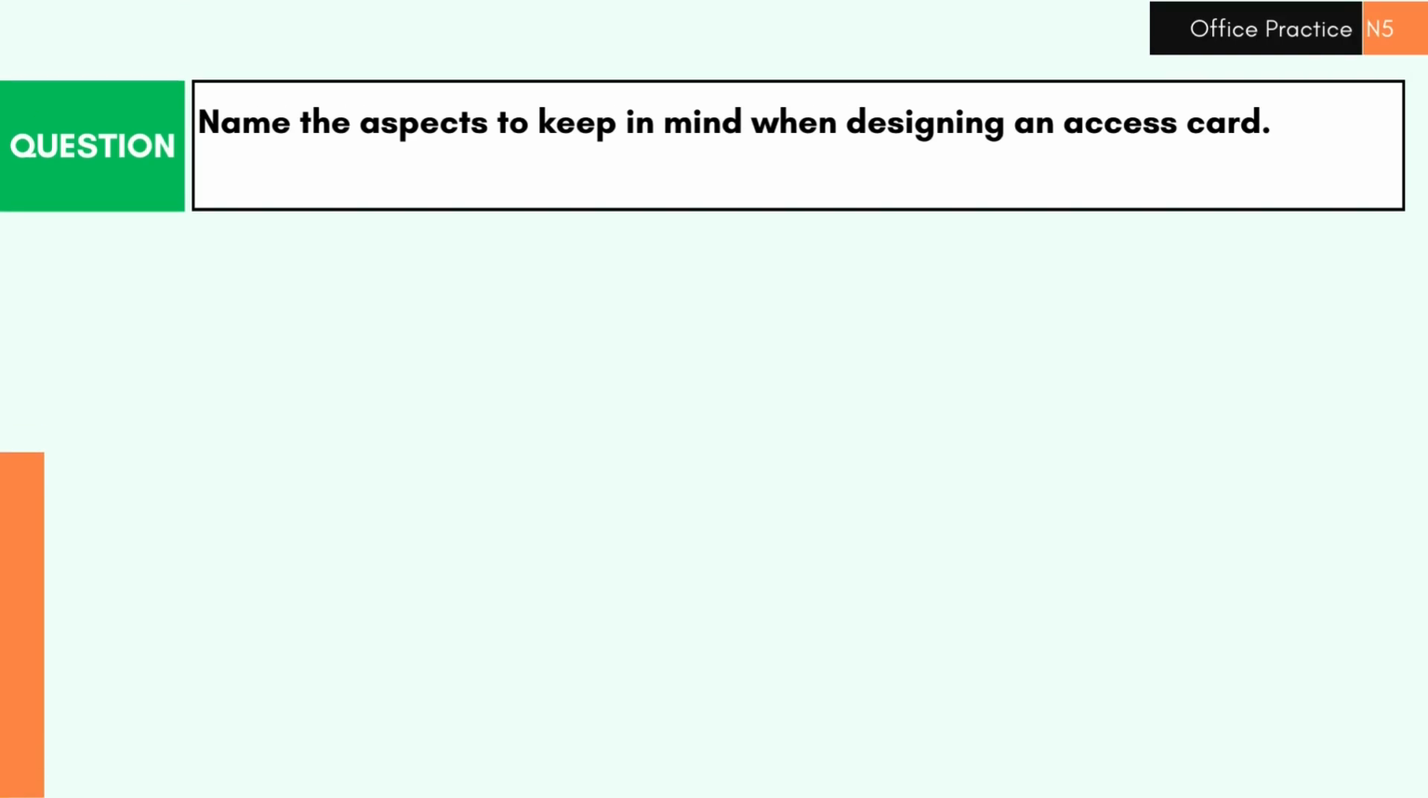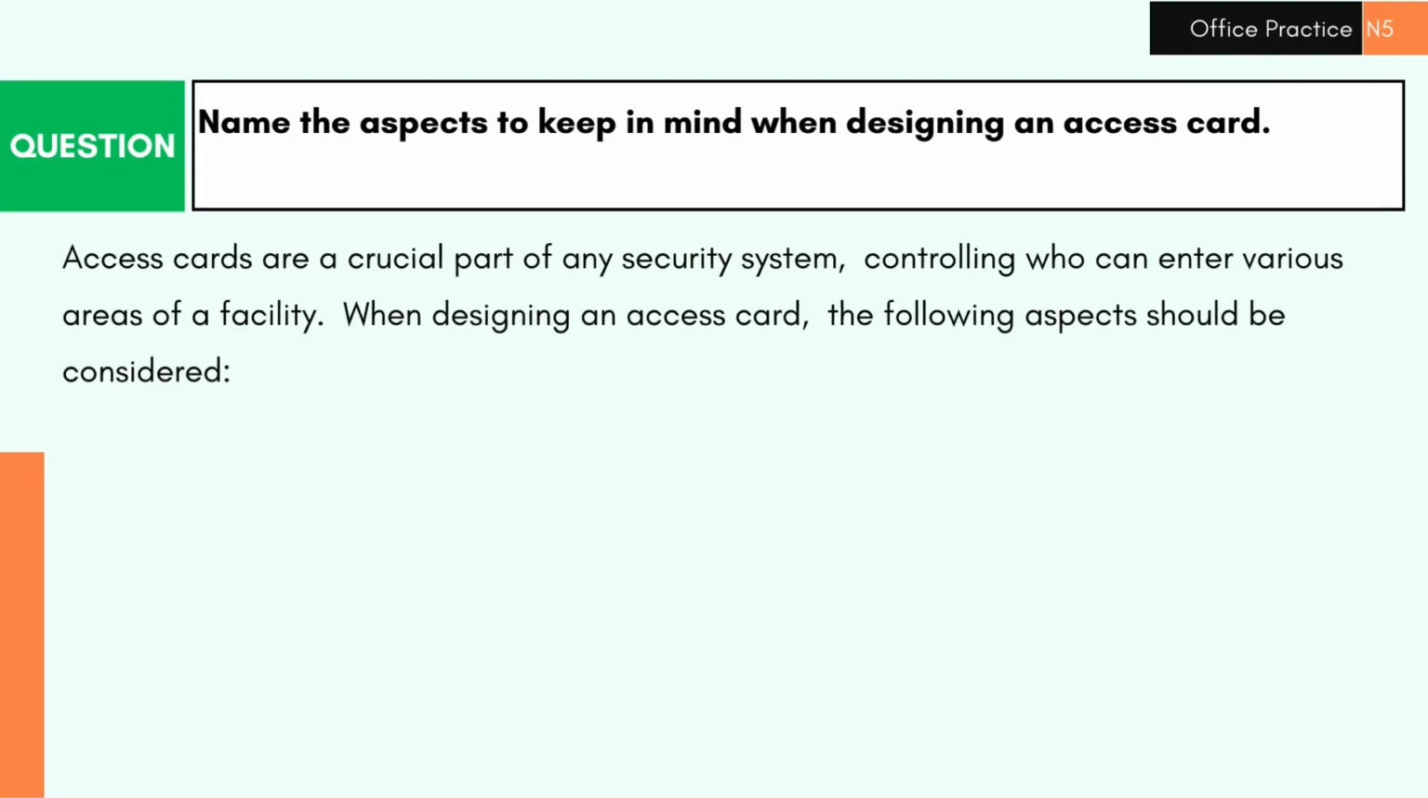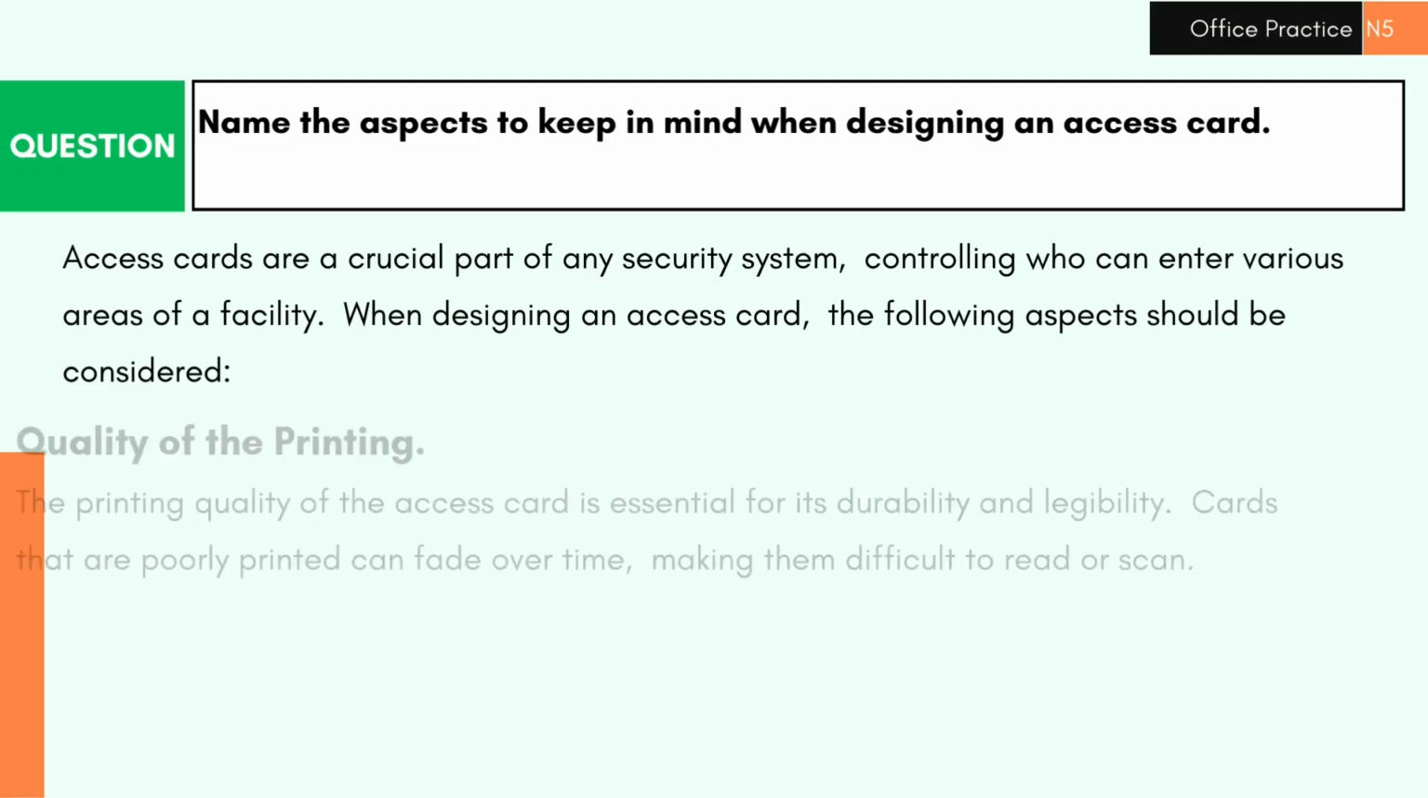Question: name the aspects to keep in mind when designing an access card. Access cards are a crucial part of any security system, controlling who can enter various areas of a facility. When designing an access card, the following aspects should be considered.